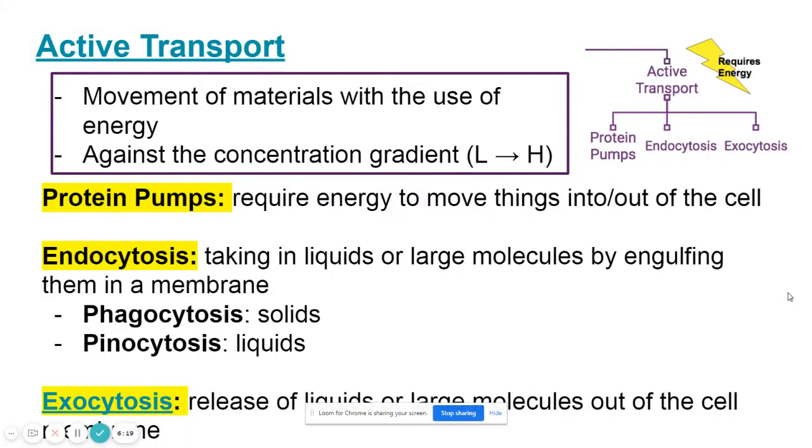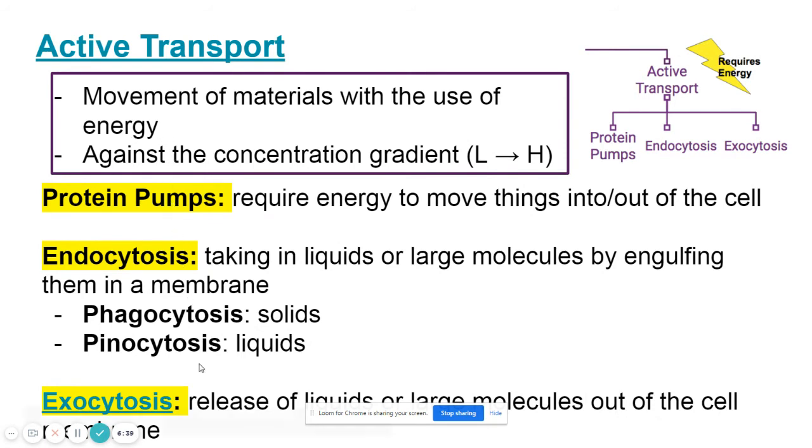If the molecules are being transported in and out of the cell against the concentration gradient, or against the current, from an area of low to high concentration, then the cell, of course, needs to use energy because it's going against the flow, right? Against the flow of materials.